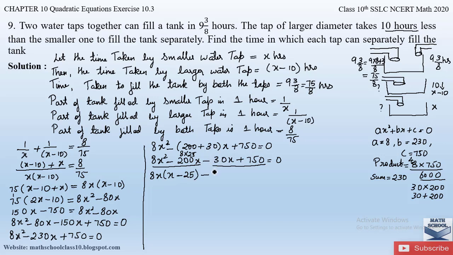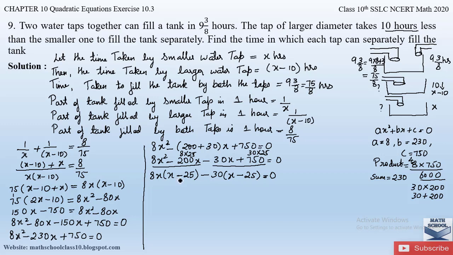Again, let us take 30 common. So we will be left with x. So this plus and minus will become minus. Now 750 can be written as 30 into 25. So if we take out 30 common, you will be left with again 25 is equal to 0.